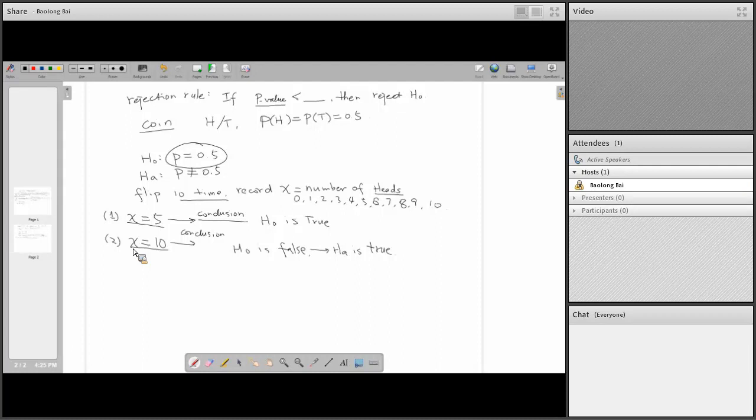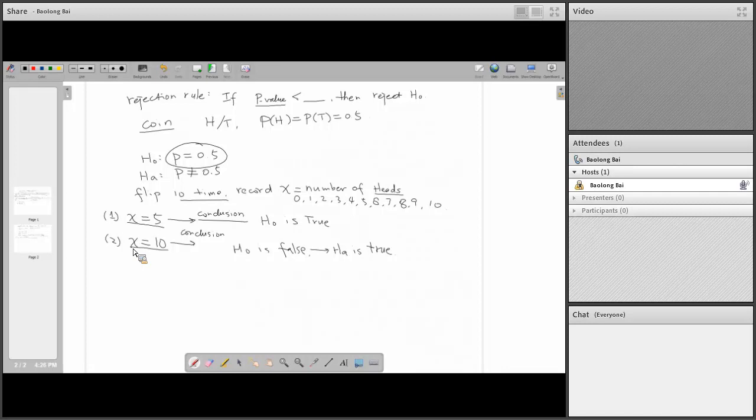But if the coin is fair, it's not likely to observe 10 heads out of 10 flips. That probability is very, very small, right? That's what leads us to believe the null hypothesis is false. The coin is not fair. And the probability we talk about in either case is referred to as a p-value. Probability of observing a sample as extreme or more extreme than the actual sample you collected.